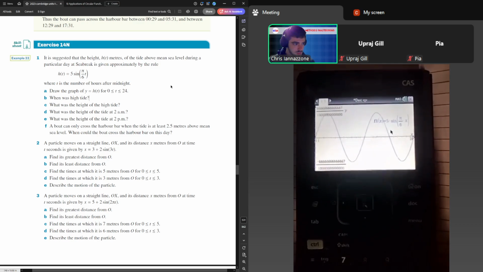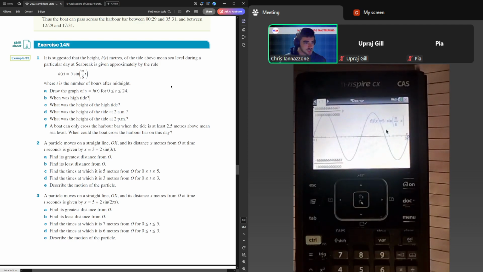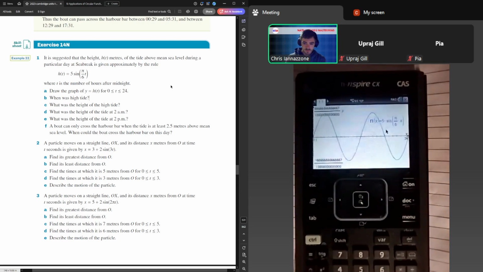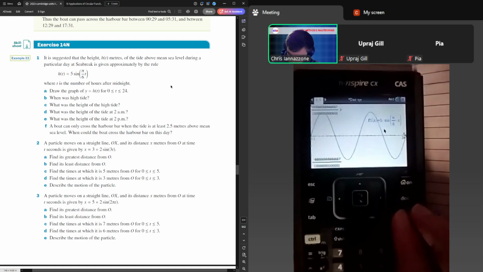That's all sketched out now. This is the graph of h of t on the document camera. Part B is asking, when was there a high tide? What does that mean? Like the max or peak of the graph. Yeah, exactly right, the peaks of the graph. And the reason why is because the y values represent the height of the tide. And so if you want the high tide, you want the peak on the graph. Absolutely.